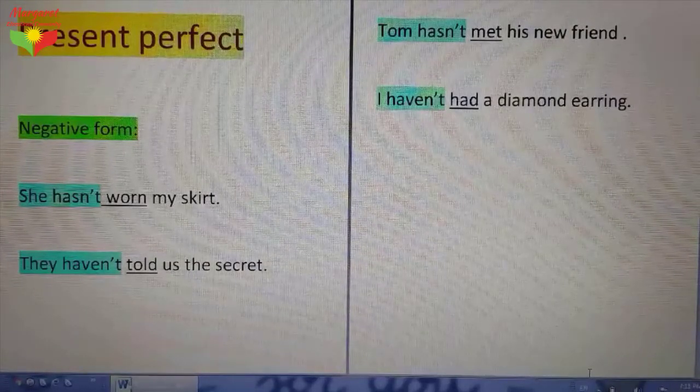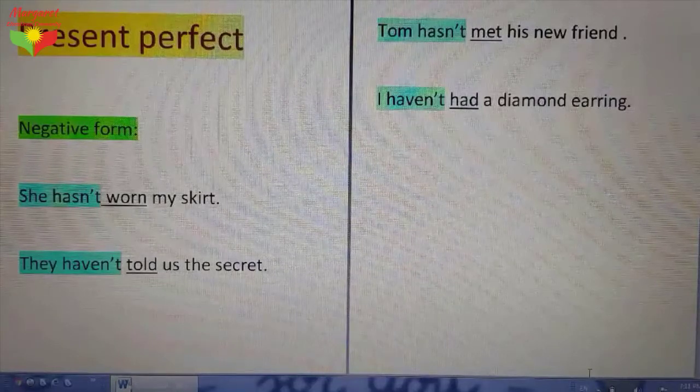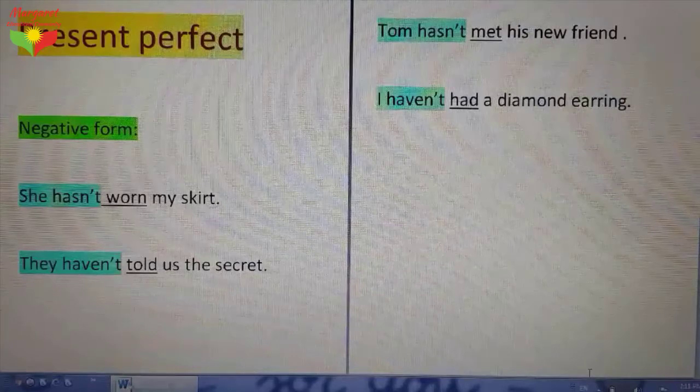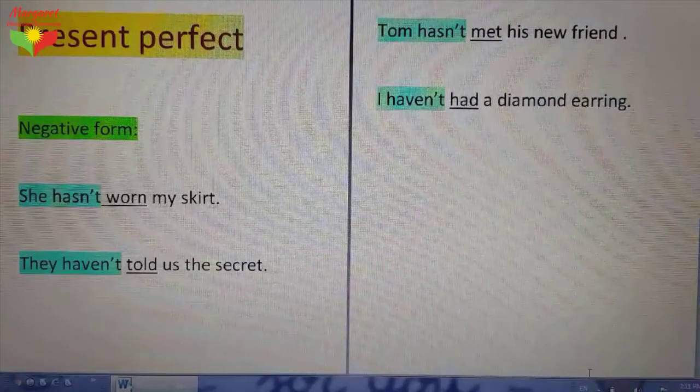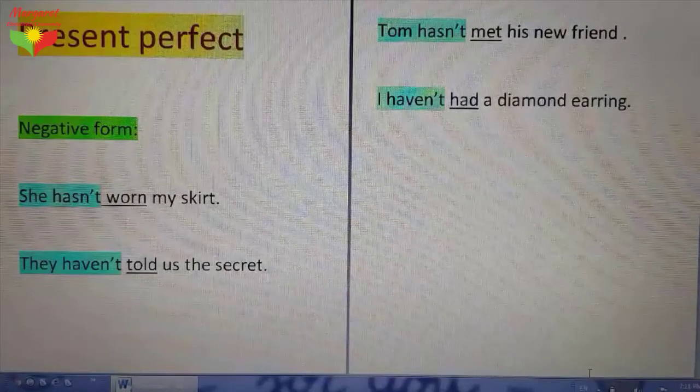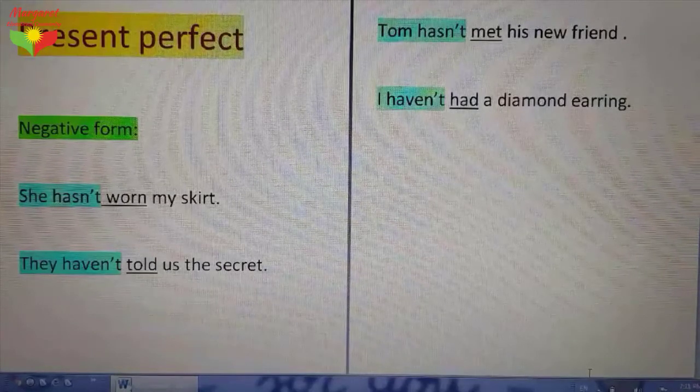As I told you, how can we negate a present perfect affirmative sentence? We must bring not and put it on the auxiliary verbs. And the auxiliary verbs are have and has. There are have and has. What auxiliary verb can it be? Haven't or hasn't.